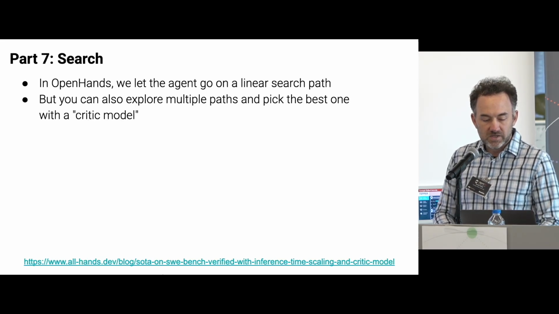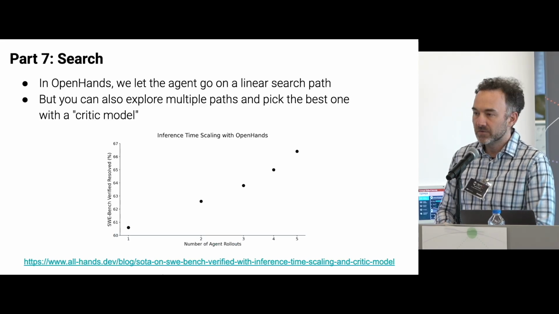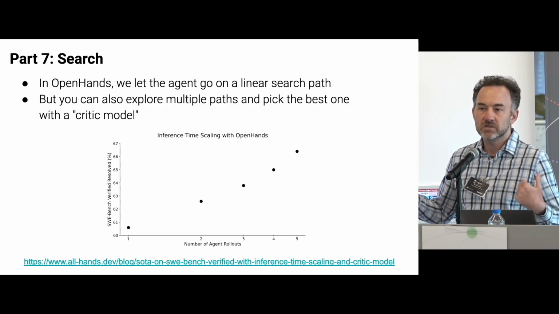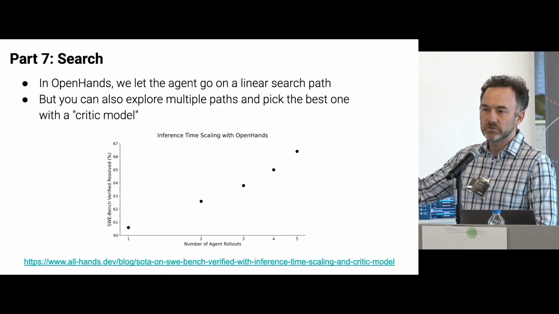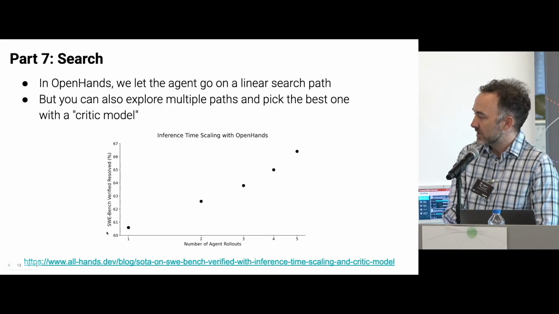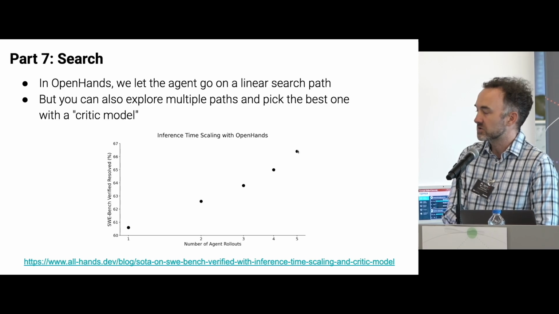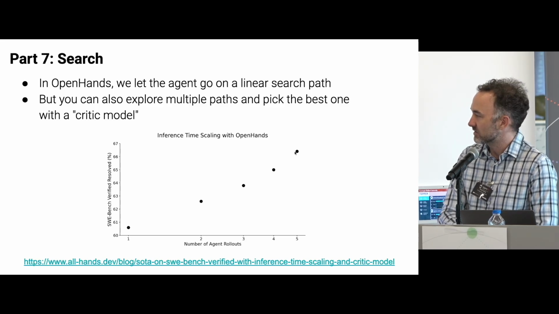So another thing that we just demonstrated, we released a blog last week, is you can explore multiple paths and pick the best one with a critic model. And the critic model, basically what it does is it looks at 5 different paths sampled by an agent, and it says, okay, this one looks like the most promising one. We'll select this one and use that as the actual one we show to a user. And we demonstrated that a single run through the SWE-bench verified dataset gives us 60.6% accuracy. But with 5 runs in this critic model, we got a 66.4% accuracy. And this is the highest score on the leaderboard. So this is a pretty effective approach.